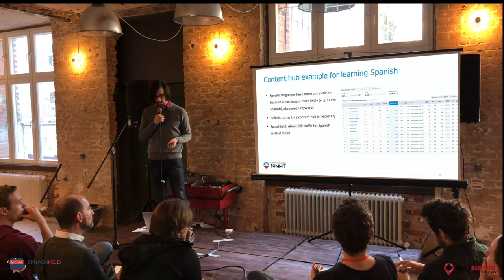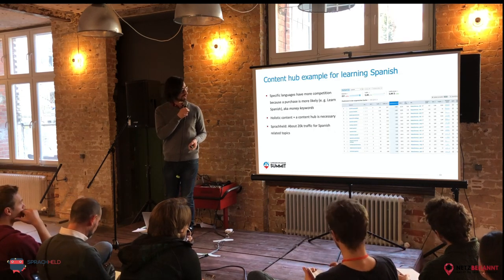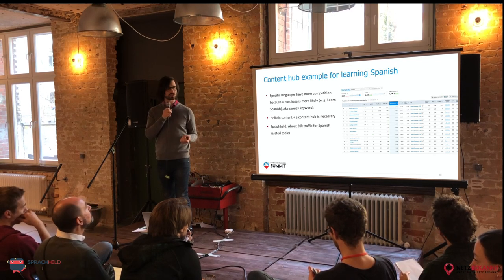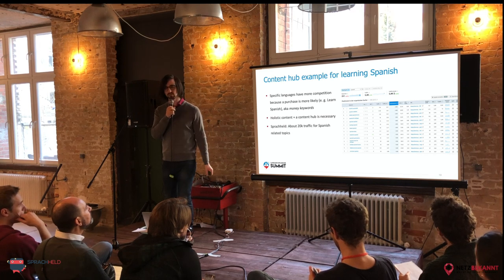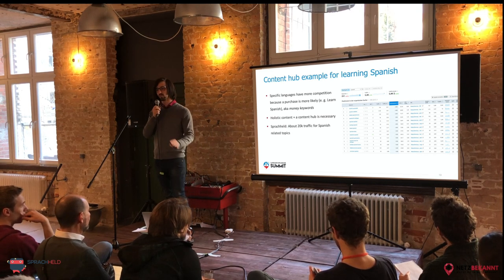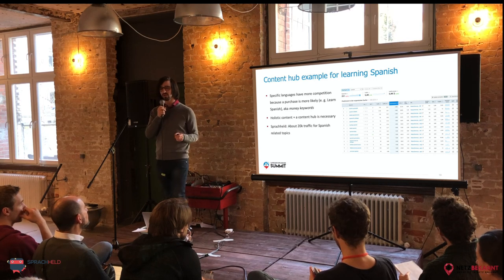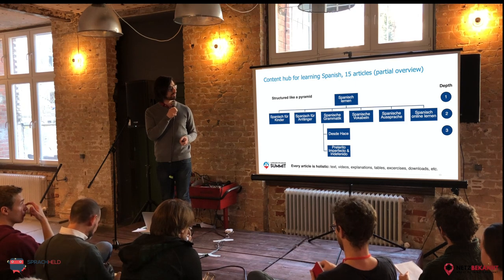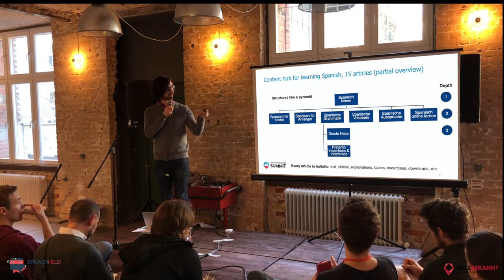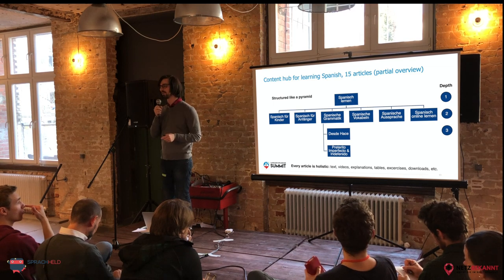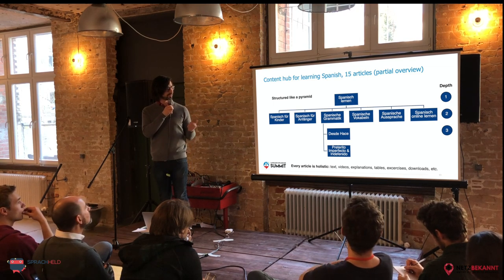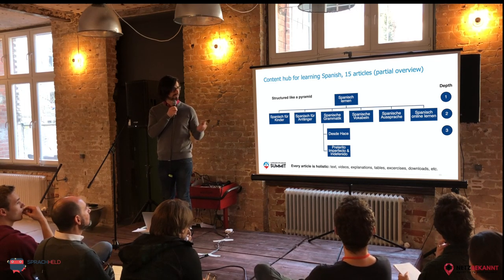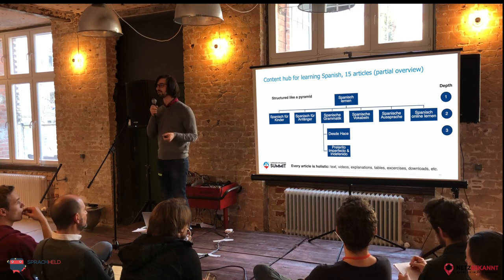So here's an example of a content hub that we created, a content hub for learning Spanish, because we have a Spanish course. We now rank for most topics around learning Spanish, because we have 15 articles about learning Spanish, and this is the way it looks. At the very top, you have how to learn Spanish in general, and then you have Spanish for kids, Spanish for beginners, and then for Spanish grammar, you have desde hace, and lots of other grammar topics.